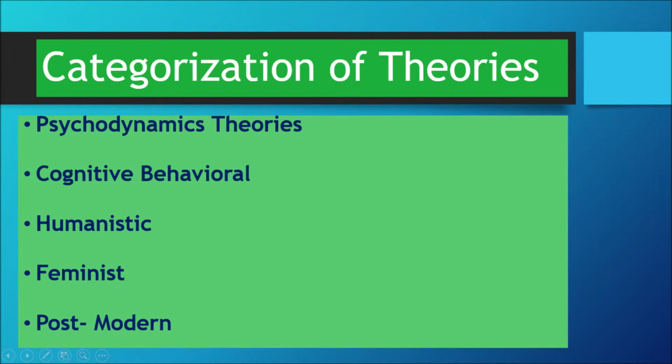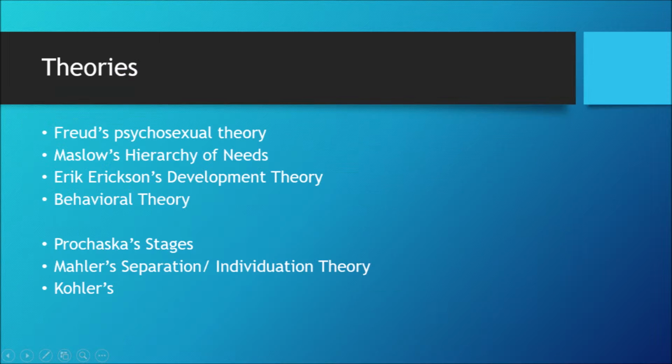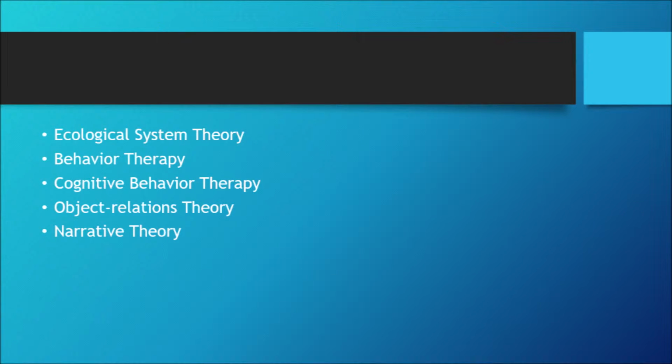Okay, so this semester we learned that the categorization of categories are psychodynamic, cognitive behavioral, humanistic, feminist, and postmodern. So here are some of the theories, and some of the more popular ones are Freud's psychosexual theory, Maslow's hierarchy of needs, Erik Erikson's development theory, behavioral theory, and then some of the newer ones, which are some of my favorites, object relations theory and narrative theory.